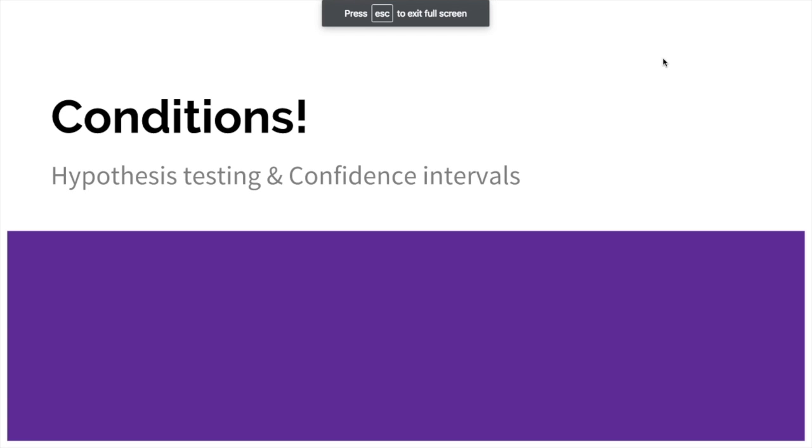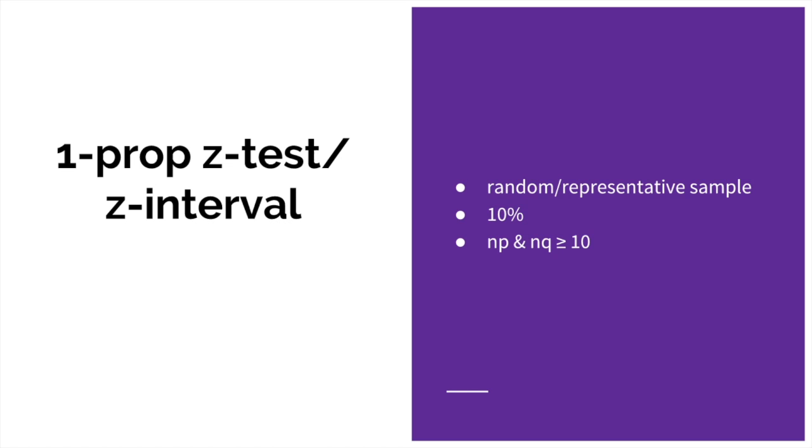We're going to look at conditions of the different hypothesis tests and confidence intervals. So to start off with, we had our one prop z-test or z-interval.